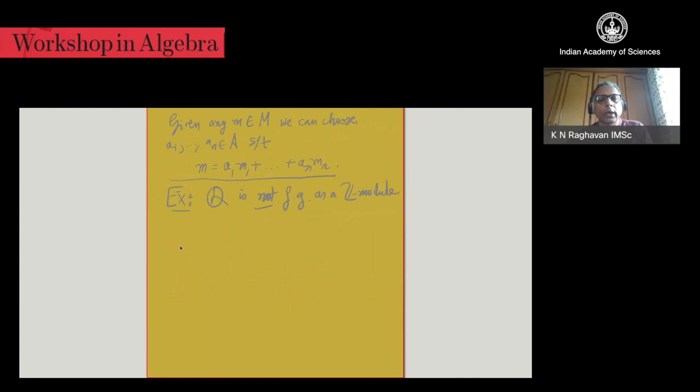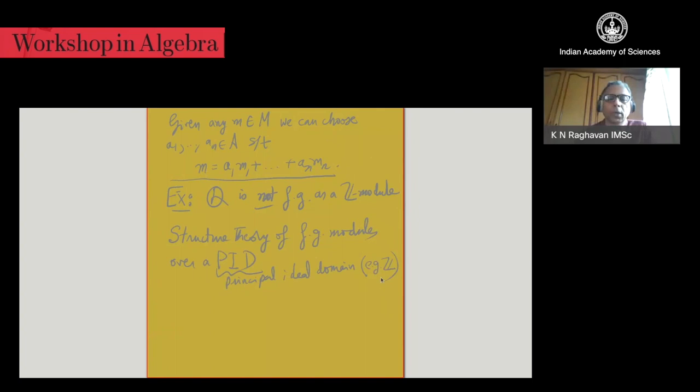Okay, and so usually in MSc courses, you study the structure theory of finitely generated modules over a PID. This stands for principal ideal domain. For example, the ring of integers is a principal ideal domain. So let us recall what this principal ideal domain means. Domain.